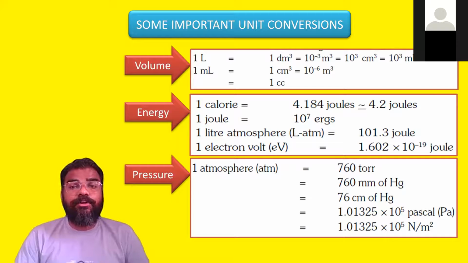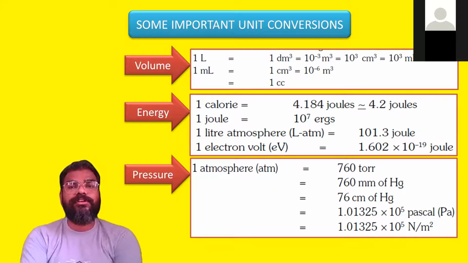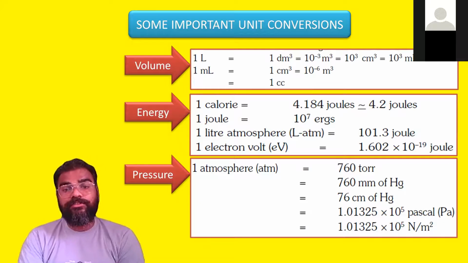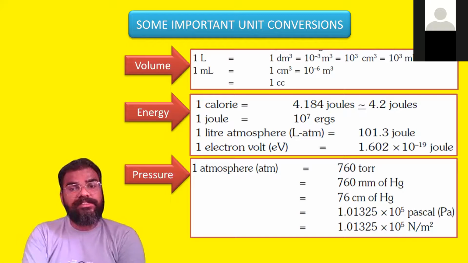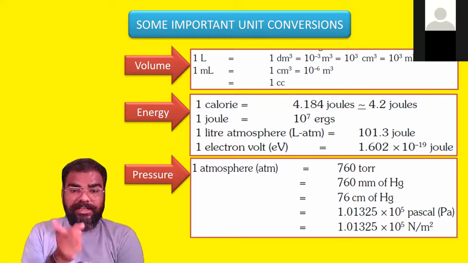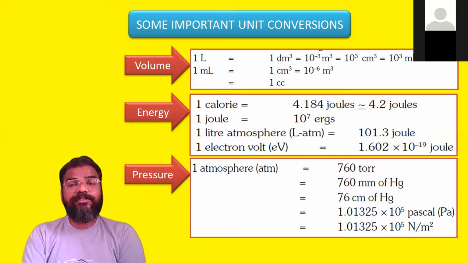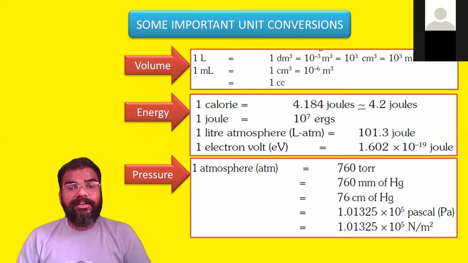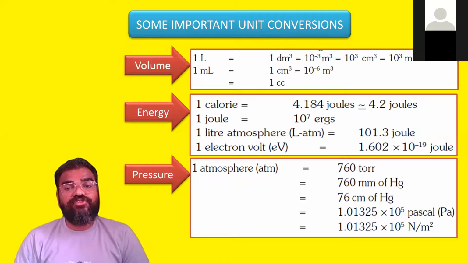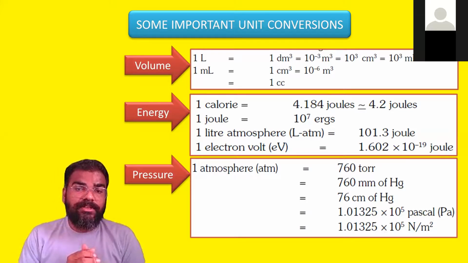So 1 calorie is equal to 4.184 joules, which is approximately 4.2 joules बोल सकते हो. तो 1 जूल इज इक्वल टू 10⁻⁷ अर्ग्स. अर्ग इज अ यूनिट ऑफ टू मेजर द एनर्जी, ओके. सो जूल में से अर्ग में जाना हो, अर्ग में से जूल में जाना हो, तो दिस कन्वर्जन इज गोइंग टू हेल्प यू. 1 liter atmosphere is equal to 101.3 joule. Then 1 electron volt eV is equal to 1.602 into 10⁻¹⁹ joule, ओके. तो ये बात हुई भाई हमारी एनर्जी के लिए दोस्तों, ठीक है.